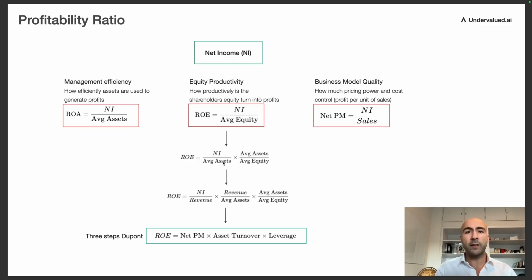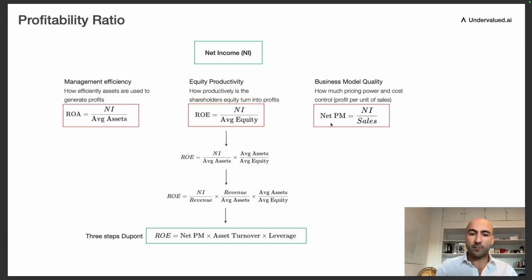Now you can break the return on equity into components, and I broke it down here into small steps for you to see how it turns into the DuPont three-step formula. Every time you add the average asset in the denominator and the numerator, it both simplifies, and this is how you expand it into those three steps.